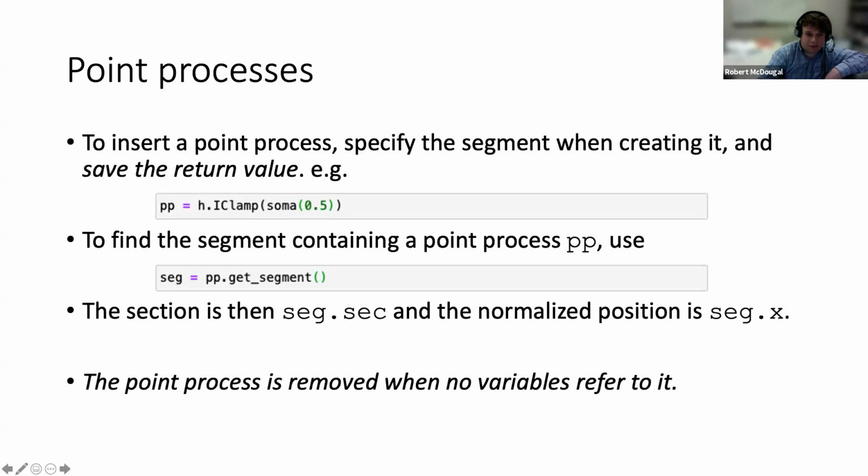And by the way, I keep stressing assigning to a variable, and fundamentally, the reason for this is if there's no variable that refers to a thing, then the thing might as well not exist because I have no way of getting back to it, right? Literally in Python, if there's no variable that refers to a thing, Python just makes it go away. So if you want that IClamp to continue to exist, to continue to have an effect, you have to make sure that there's a variable somewhere that gives you a path to getting there.